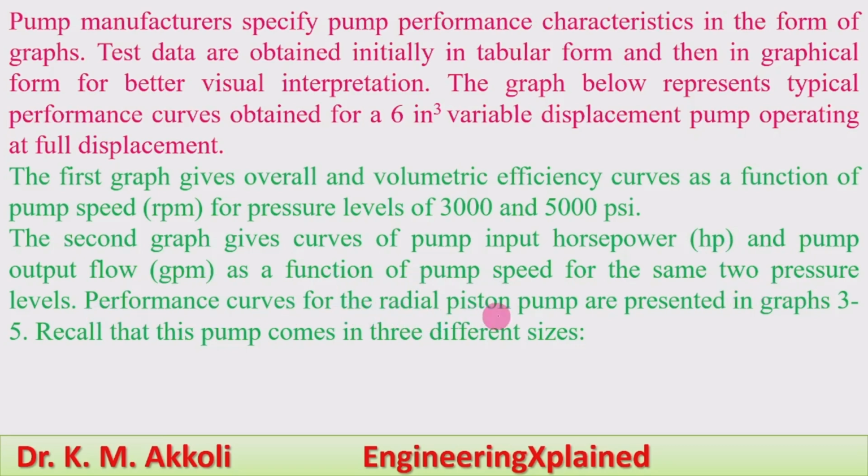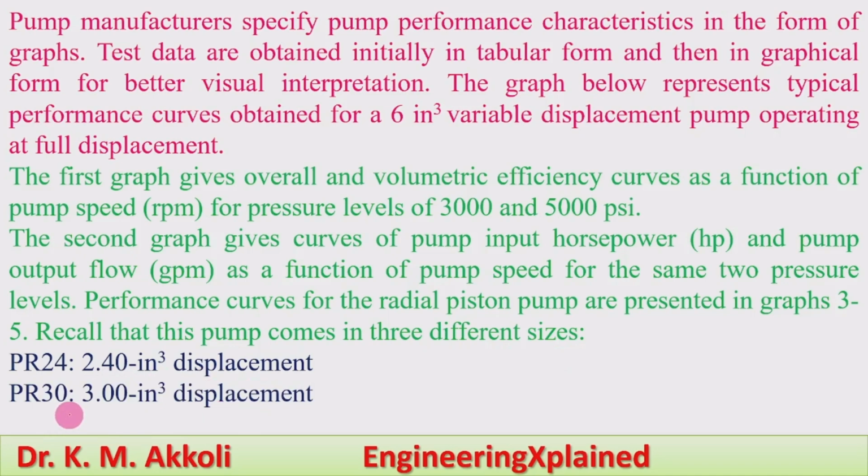Performance curves for the radial piston pump are presented in graphs 3 to 5. Recall that this pump comes in three different sizes: the PR24 with 2.4 inch cube displacement, the PR30 with 3.0 inch cube displacement, and the PR40 with 4.0 inch cube displacement.